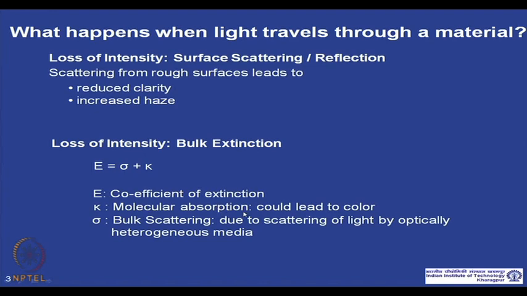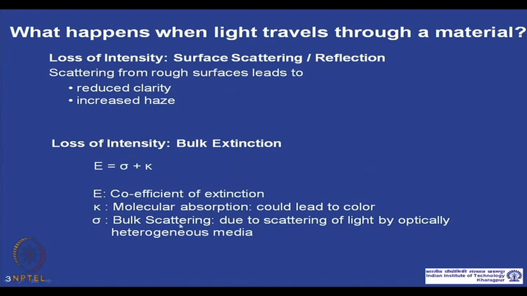It may be noted that this absorbed light can be re-emitted, but that re-emitted light is always less than or at best equal to the amount of absorbed light. So, there will be a drop in intensity when light passes through matter due to surface scattering, reflection and bulk extinction.